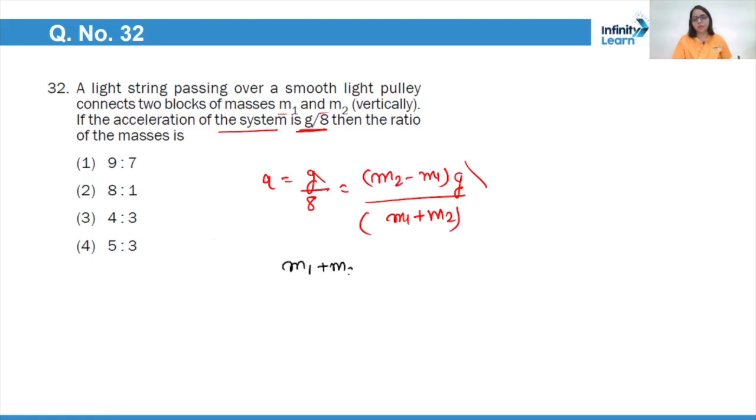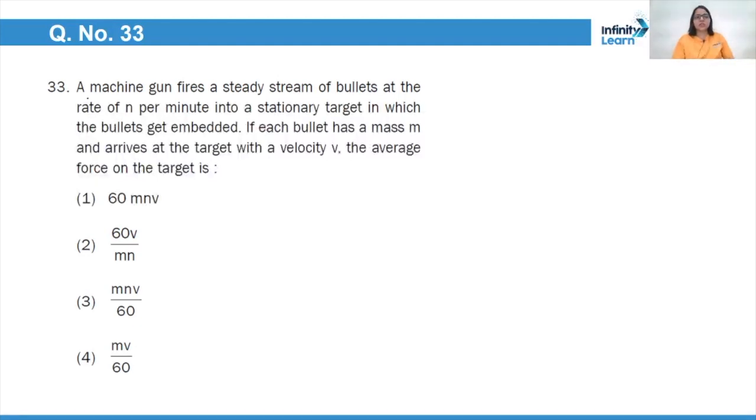m1 plus m2 as 8m2 minus 8m1. So after solving this one, you'll get the ratio of m1 to m2 as 7 upon 9, 9 upon 7 over here, right? So the correct answer will be 9:7, which is option 1. Next is question number 33.